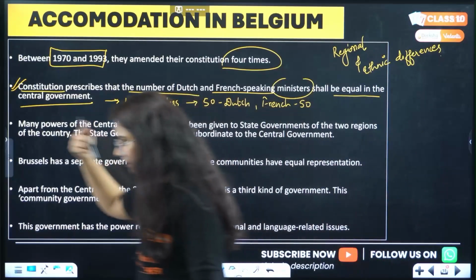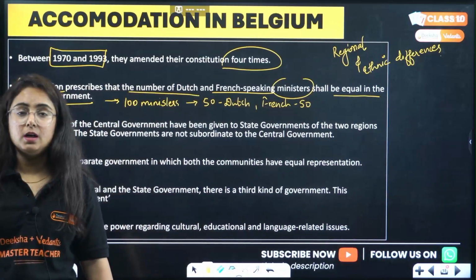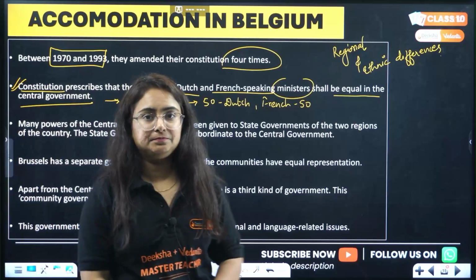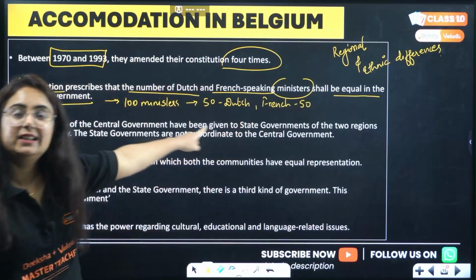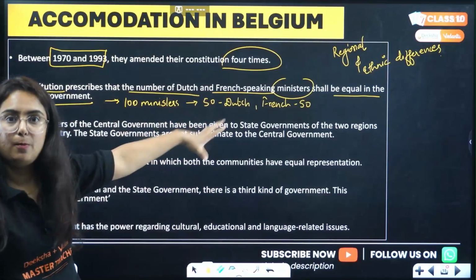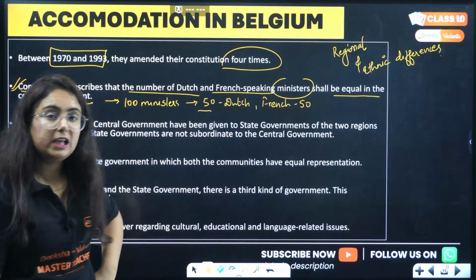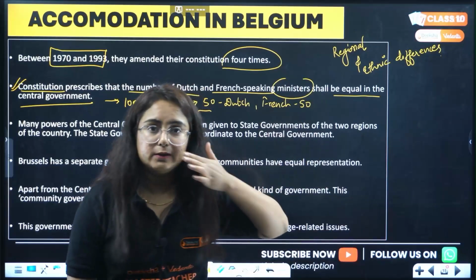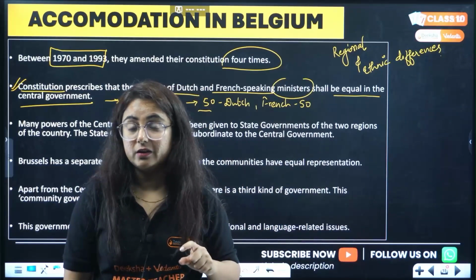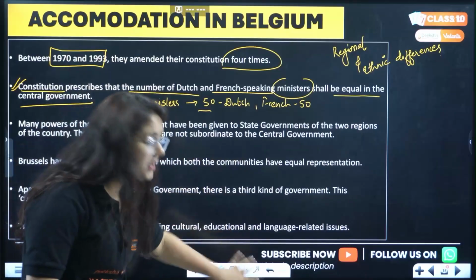Now, one more question. Ma'am, the Dutch were in the majority. Right? Why did they agree to 50 as their proportion? They could have asked for 59 ministers and 40 French ministers according to their population. Why did they agree? The other points are the answer for this.